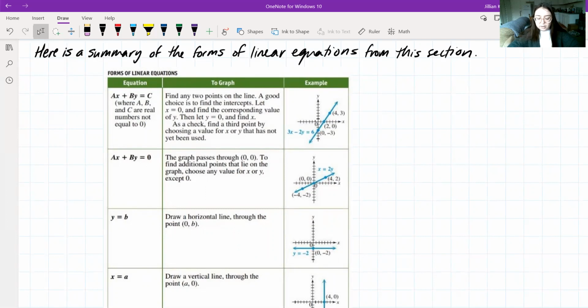Let x equal 0 and find the corresponding value of y. Let y equal 0 and find x. As a check, find a third point by choosing a value for x or y that has not yet been used. So then our example graph looks a little something like this.